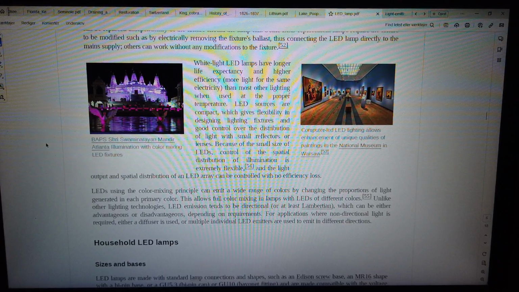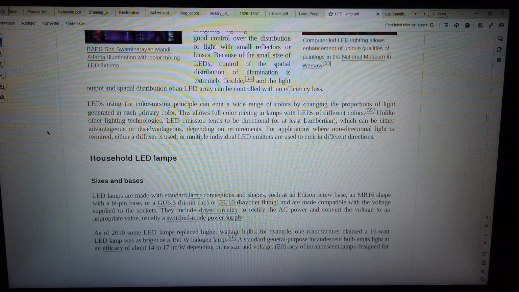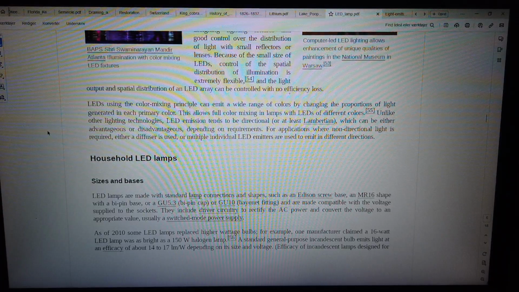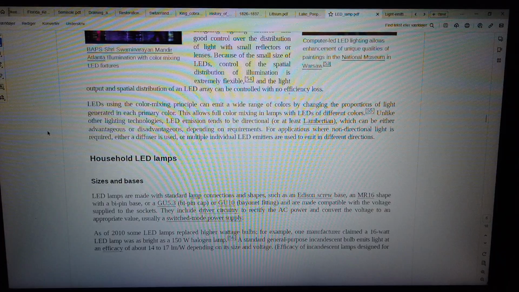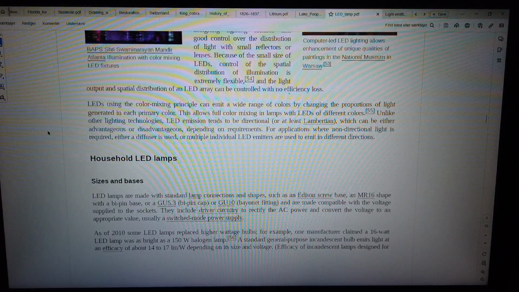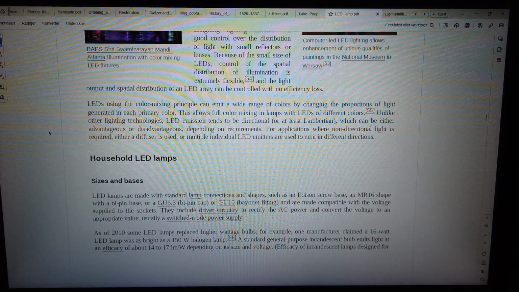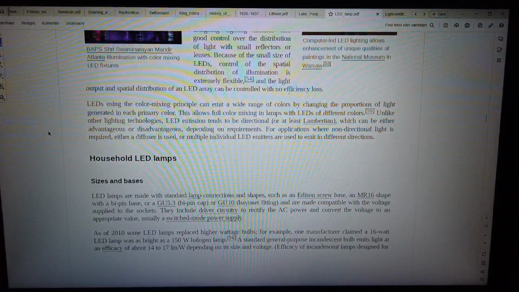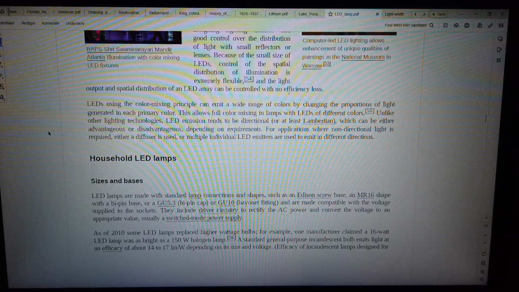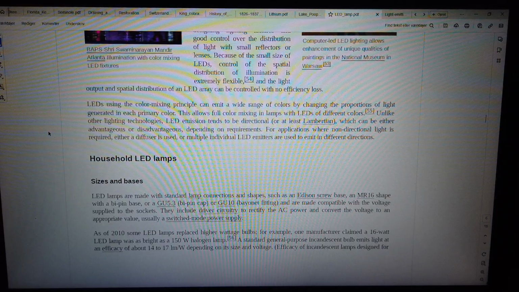LEDs using the color mixing principle can emit a wide range of colors by changing the proportions of light generated in each primary color. This allows for color mixing in lamps with LEDs of different colors. Unlike other lighting technologies, LED emission tends to be directional, or at least Lambertian, which can be either advantageous or disadvantageous, depending on requirements. For applications where non-directional light is required, either a diffuser is used, or multiple individual LED emitters are used to emit in different directions.